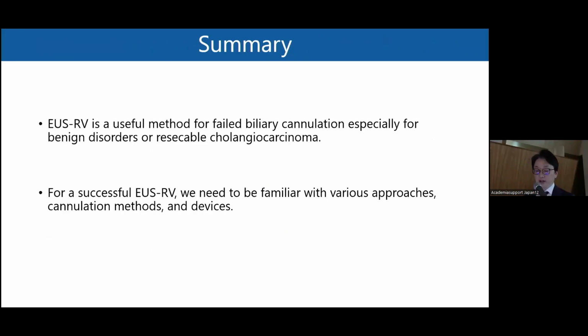In summary, ES rendezvous is a useful method for failed biliary cannulation, especially for benign disorders or resectable cholangiocarcinoma. For a successful ES rendezvous, we need to be familiar with various approaches, cannulation methods, and devices. Thank you for your kind attention.